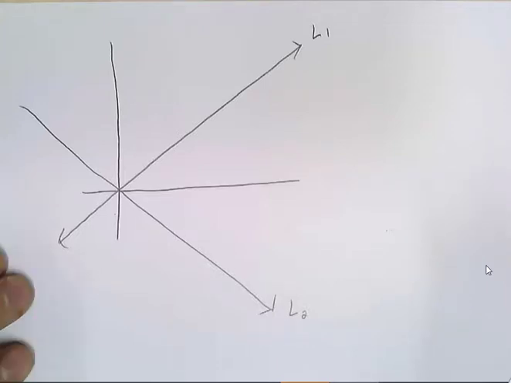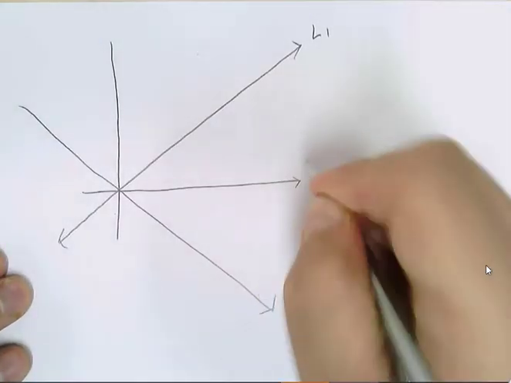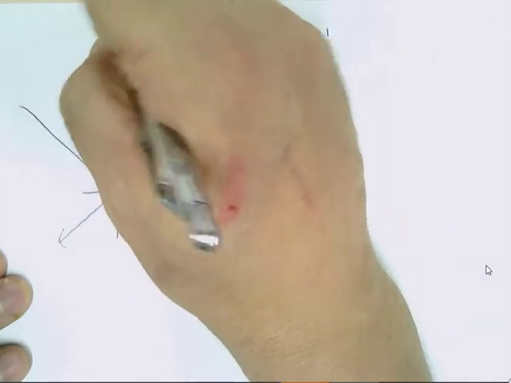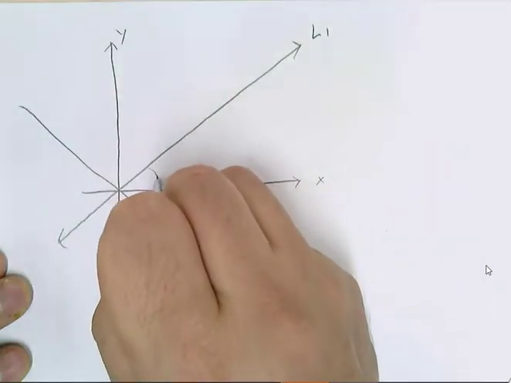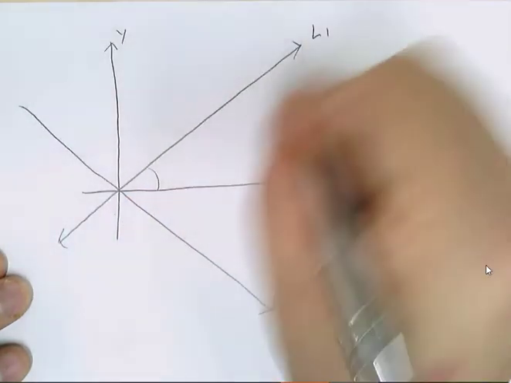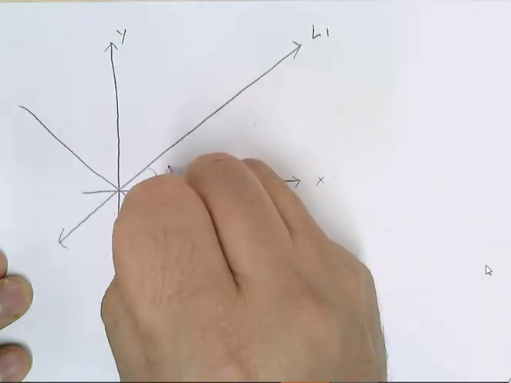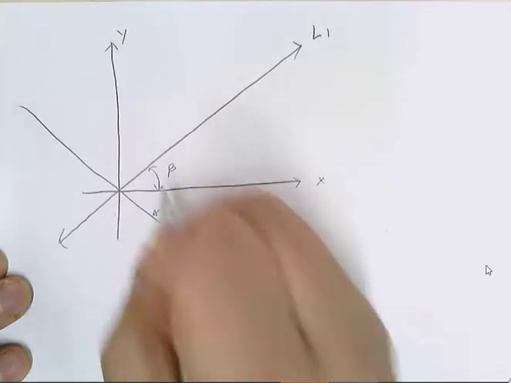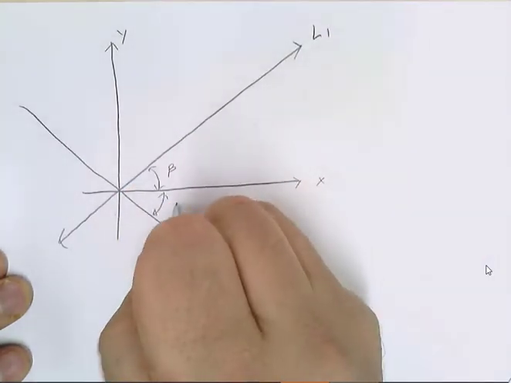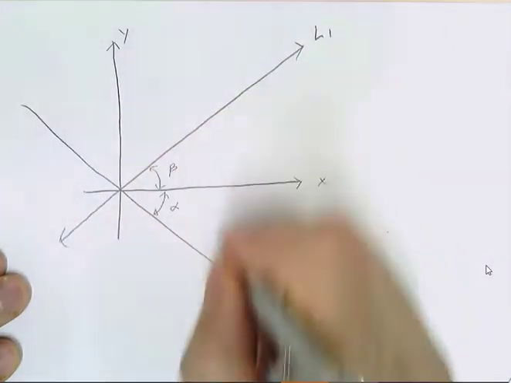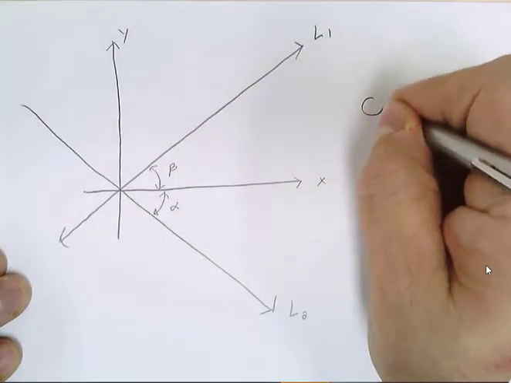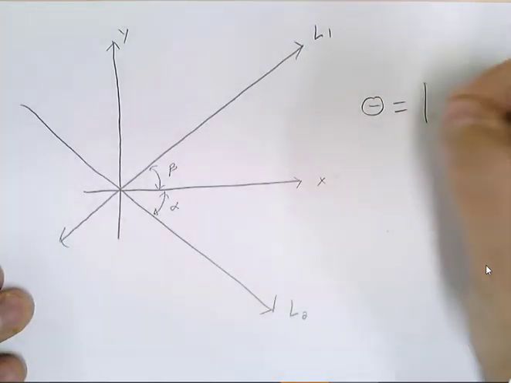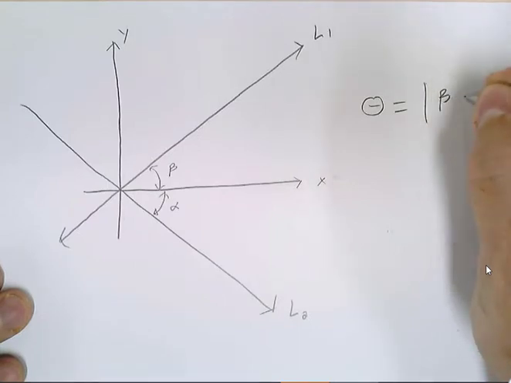Hello, let's think of a situation where I have two lines. Let's say one goes through the origin right here, and this is the x-axis, this is the y-axis, and we're going to let this angle between the x-axis and this line be the angle beta, and this angle between this line and the x-axis be alpha. Then the angle between line 1 and line 2, theta, is going to be the absolute value of the difference between those two.